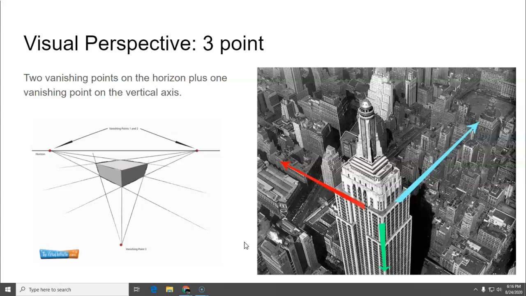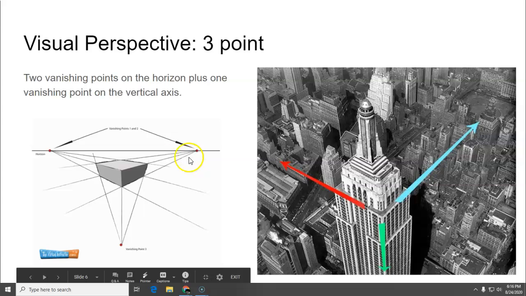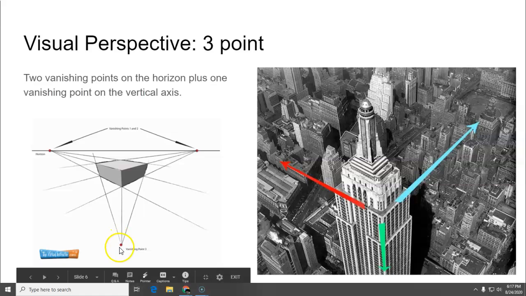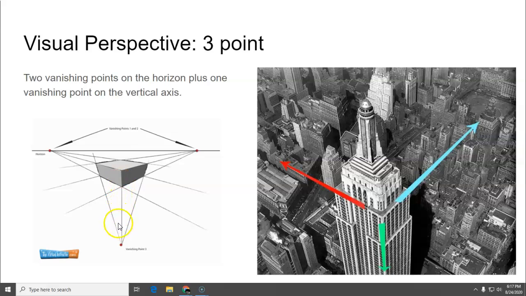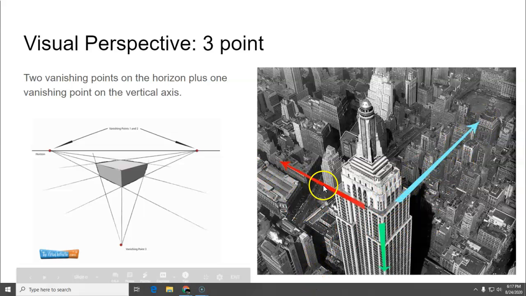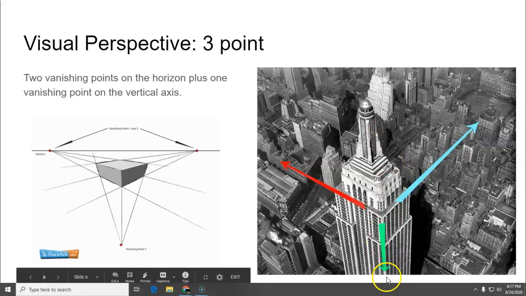Three-point perspective is a little different. You have your vanishing points on the ends like you do with two-point, but then you also have a vertical vanishing point. It's either at the bottom or at the top, and so your buildings go up or down. Like here we see the Empire State Building and the two vanishing points on the side, and then the vertical vanishing point.